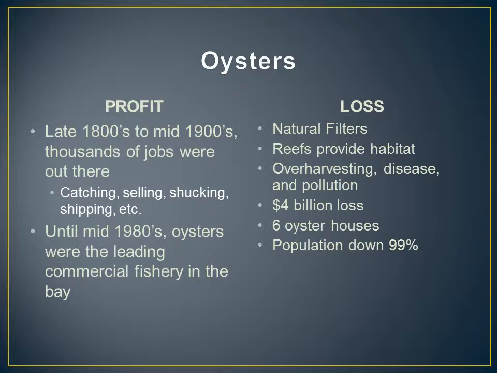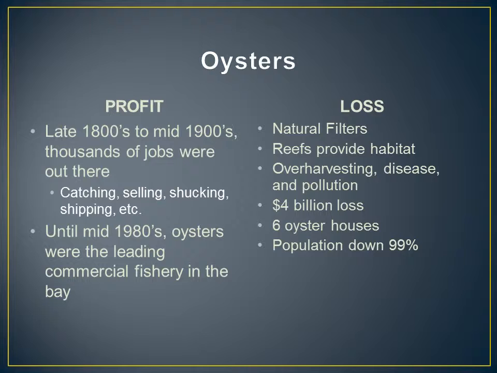The Chesapeake Bay Foundation reports that one oyster filters 50 gallons of water a day, and the reefs provide vital habitat for the other bay creatures. The Maryland Department of Natural Resources reported that in the last 30 years the decline of the bay oyster has meant a loss of more than $4 billion to Maryland and Virginia.